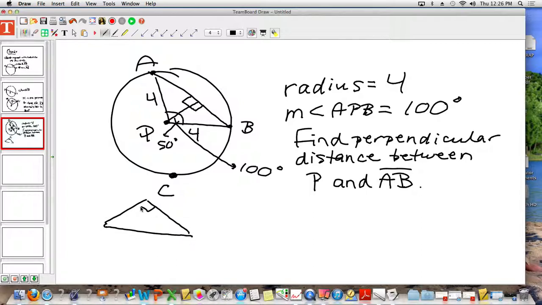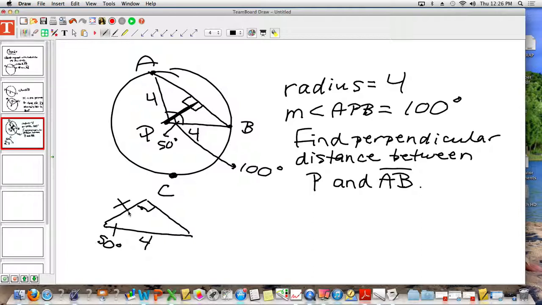Here's a 90 degree angle. This side over here is 4. What is that, you guys? What is 4 called? In this triangle, 4 is the hypotenuse. This angle right here, that is the 50 degree angle. Your job is to find the perpendicular distance. You want this segment in the triangle, which is this side over here, which we're going to call x.